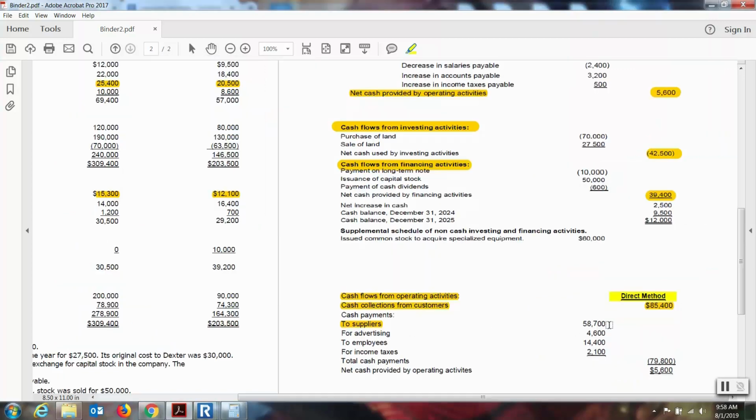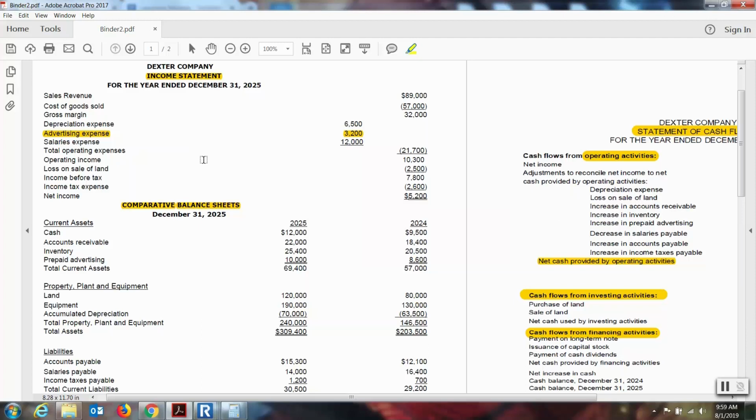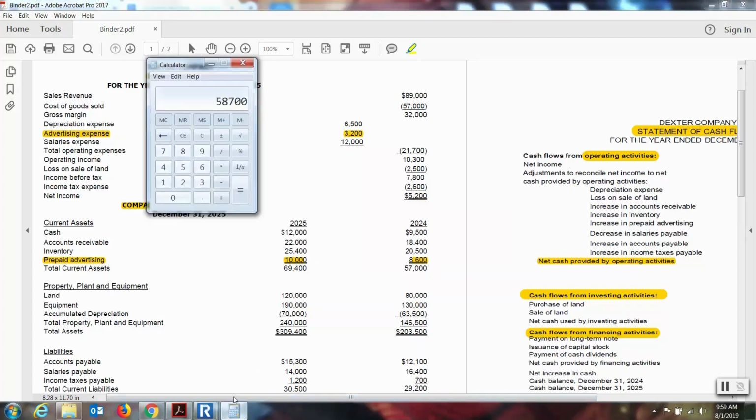This is the amount that was paid to suppliers. So let's go back to the income statement. We have advertising expense at $3,200. Now we want to examine any accounts that may be related to advertising on the balance sheet. And so we do have a prepaid account here. So let's look at the difference between those two.